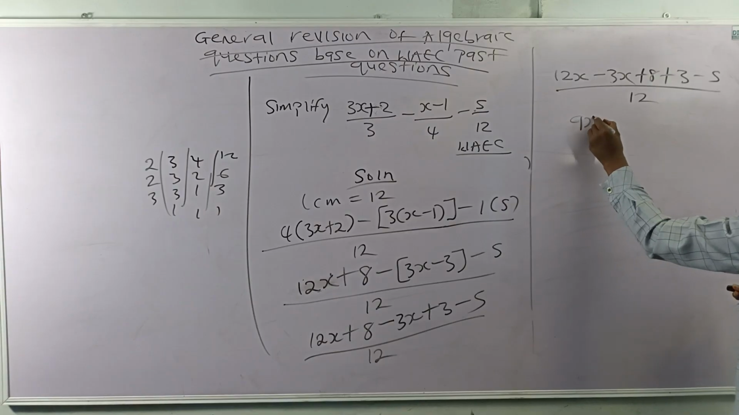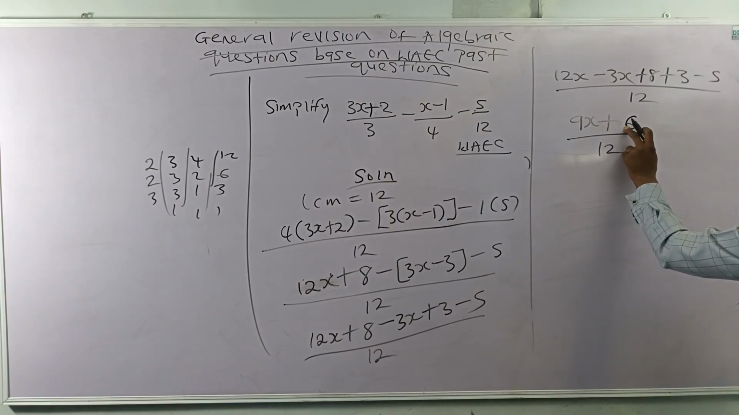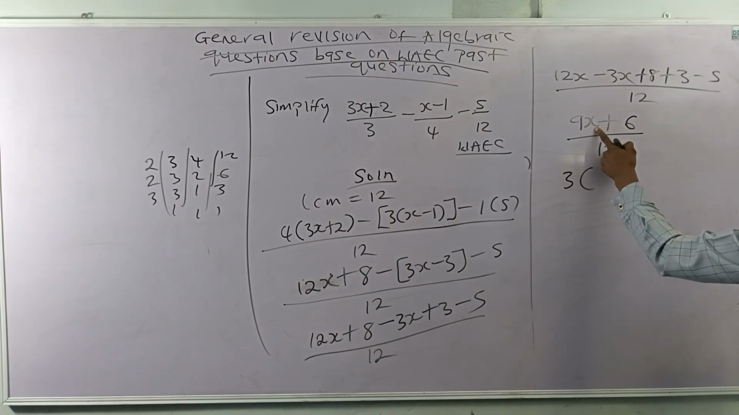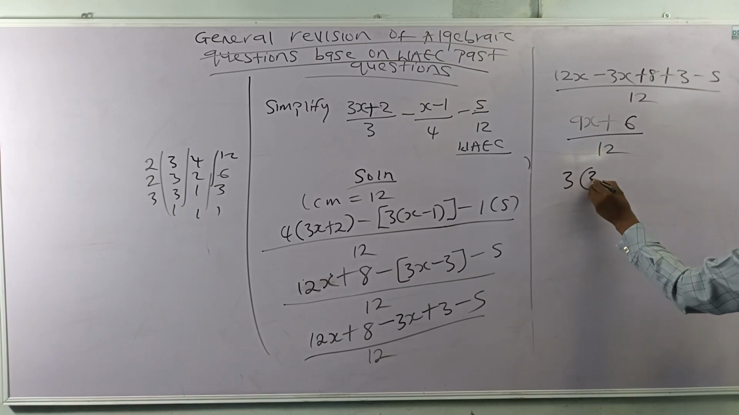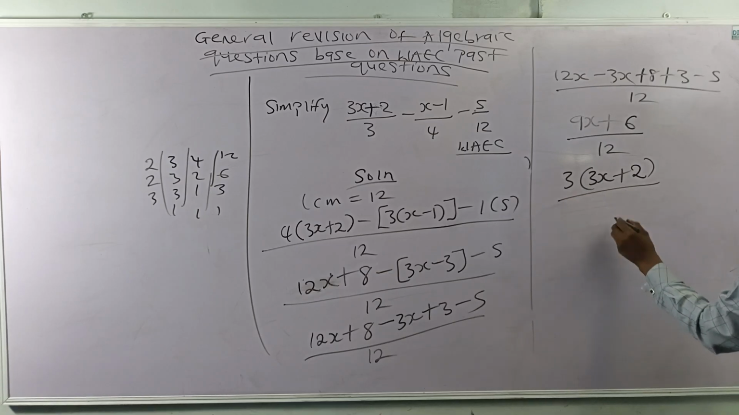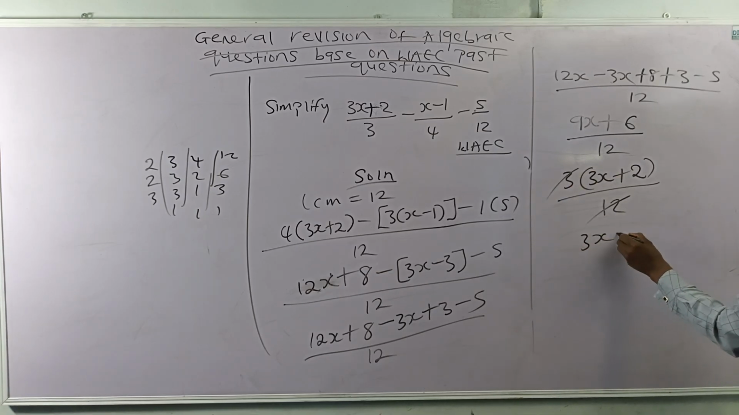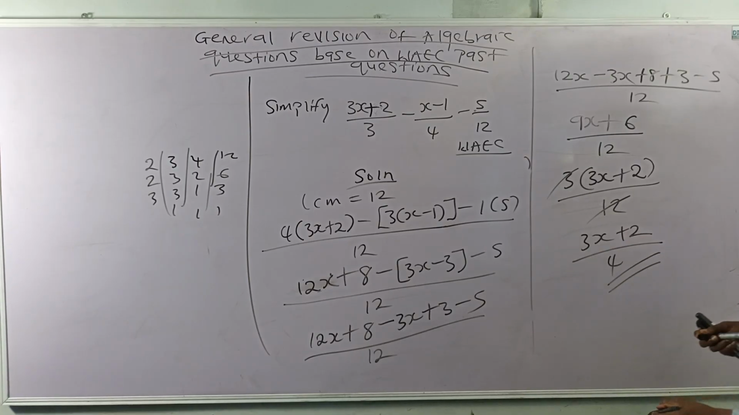And 12 minus 3 is 9. So I have 9x plus 8 minus 5 will give me 3. 3 plus 3 is 6. All over 12. So what's common between 9 and 6 is 3. So I have 3. 9x divided by 3 will give me 3x plus 6 divided by 3 is 2. All over 12. So 3 into 1, 3 into 4. So I have 3x plus 2, all over 4 as my final answer.